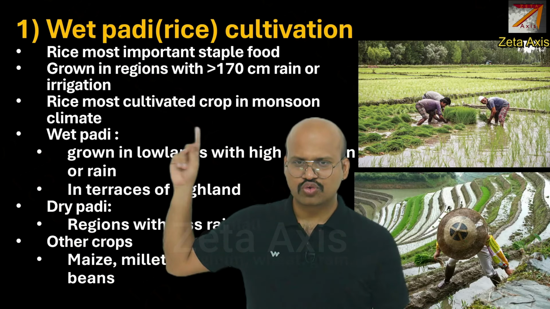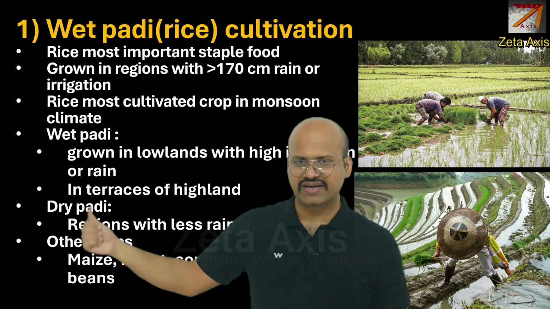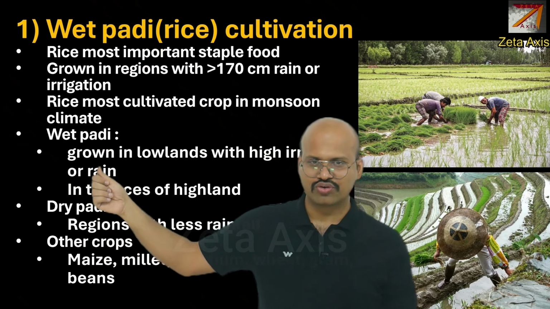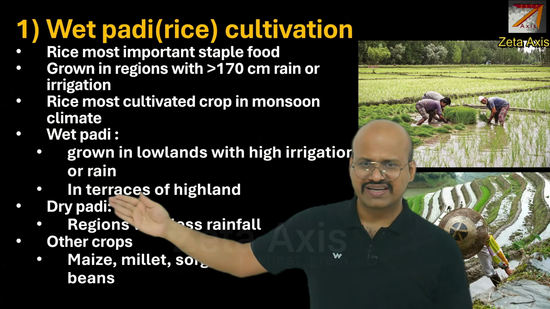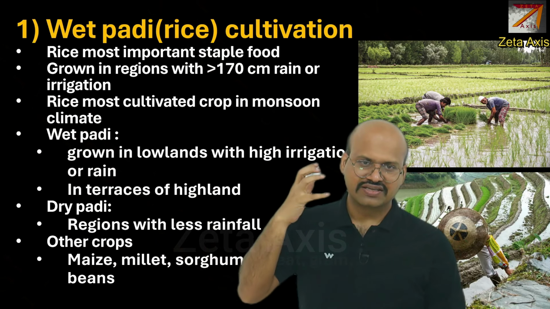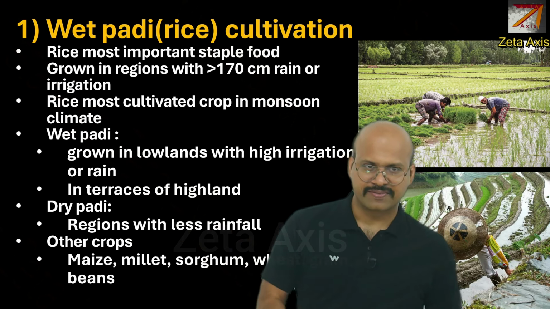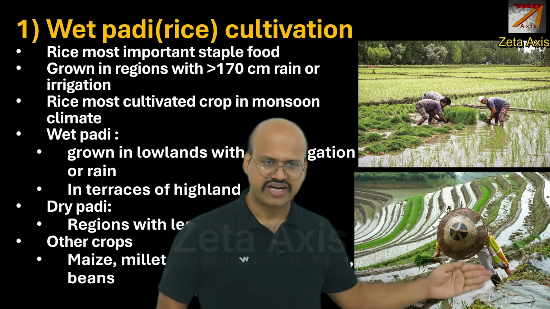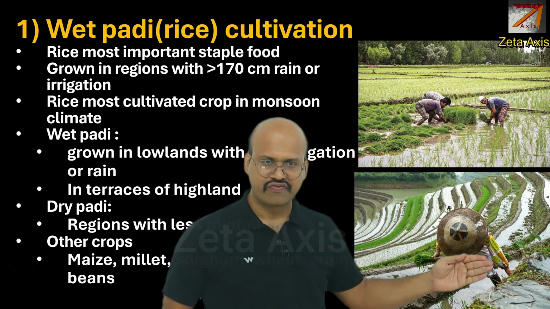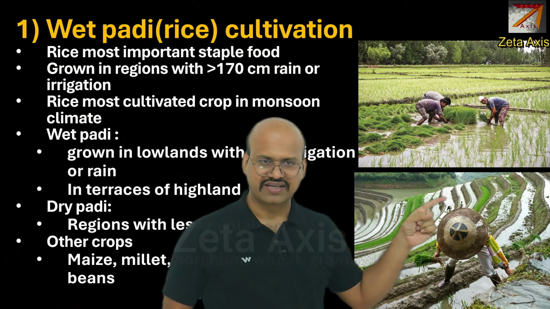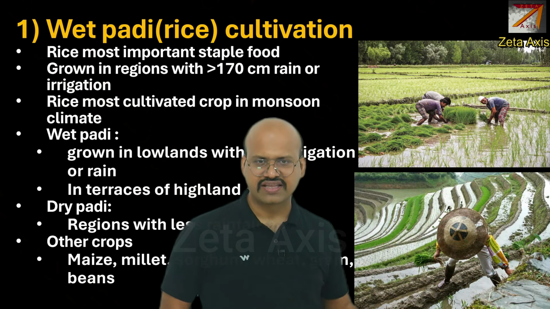occurs. There are two types of rice farming, wet paddy and dry paddy. Wet paddy is grown generally in the lowlands or in terraces in high fields where there is a sufficient amount of irrigation. So this kind of flooding occurs in wet paddy cultivation. We see that these are the terraces, these are the fields, and they are filled with water.